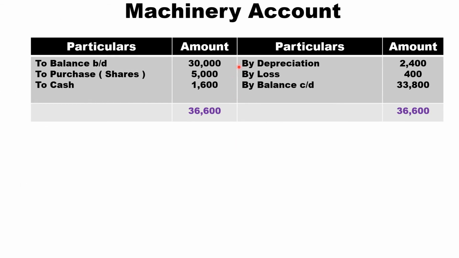So machinery account, students. To balance brought down, that's the opening balance of machinery, 30,000. We have purchased machinery through issue of shares given in adjustment number 2. Then again in adjustment number 3 we have purchase of machinery for cash 1,600, by depreciation 2,400, by loss 400, balance carried down 33,800. So the machinery account tallies, there is no difference in the machinery account.